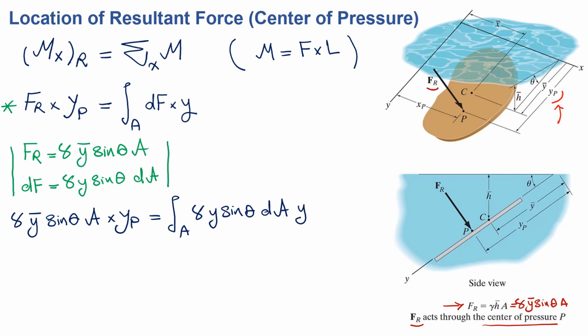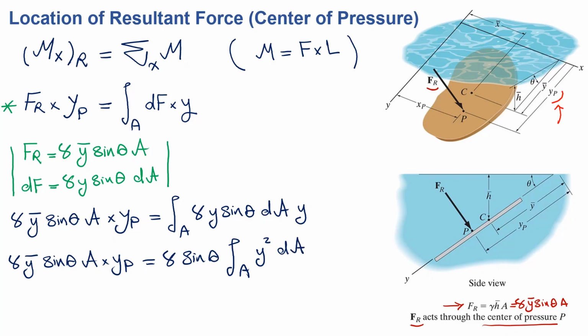Perfect. So a little bit of cleaning. I take gamma and sine of theta out of the integration, so it would be gamma sine of theta, and then integration over A, y to the power 2 dA. Perfect. Now I can cancel gamma and sine of theta out. There we go. And then rewrite the equation as Yp times y bar times A equals integration over A, y to the power 2 times dA.